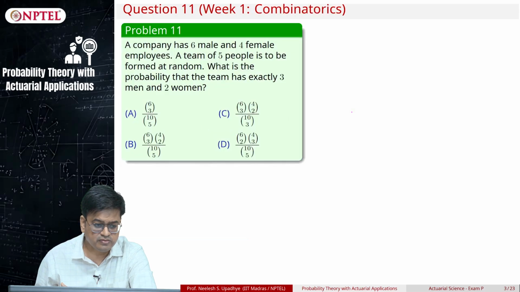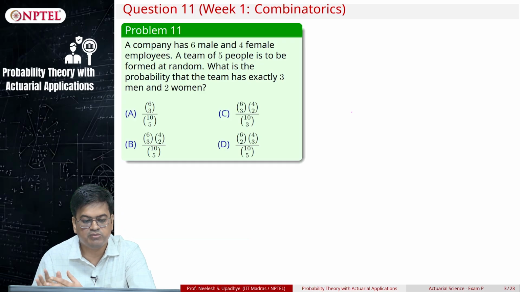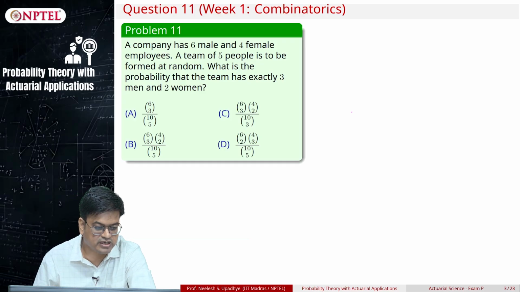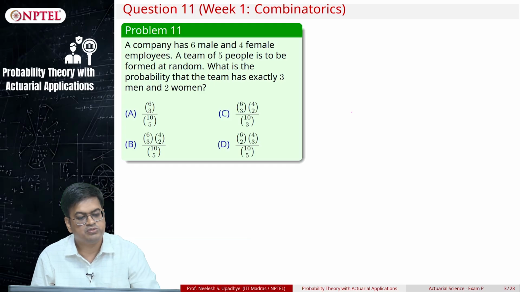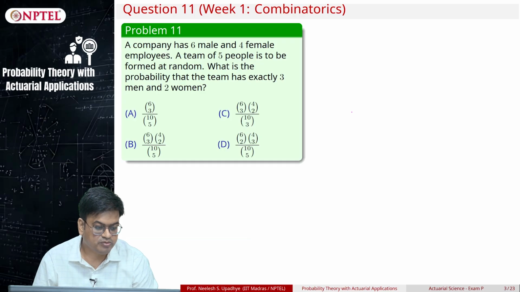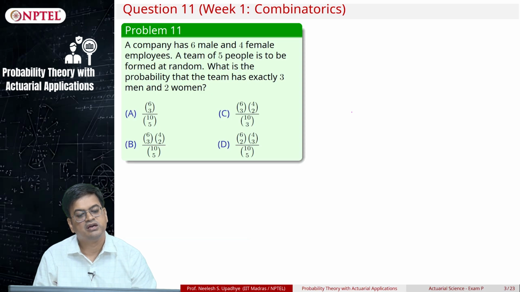Question 11, by looking at the question you can see it is a combinatorics question. So the topic is combinatorics. What are the tools that are available? Permutations and combinations are the tools that are available. So let us read the question. A company had 6 male and 4 female employees. A team of 5 people is to be formed at random. What is the probability that the team has exactly 3 men and 2 women?